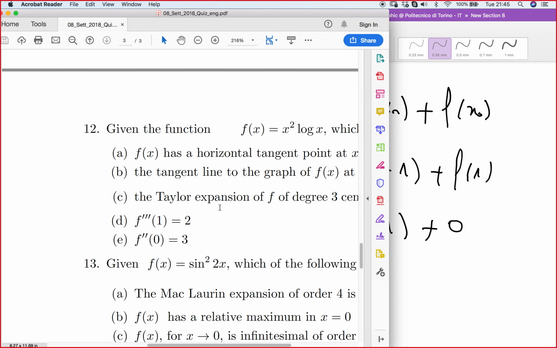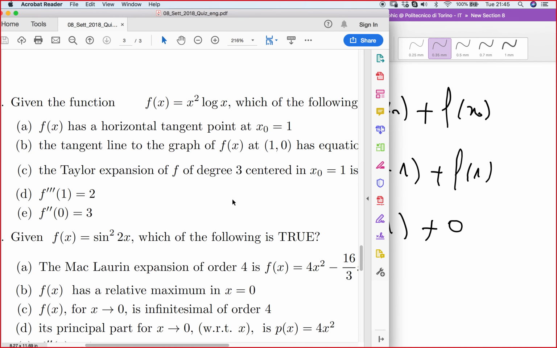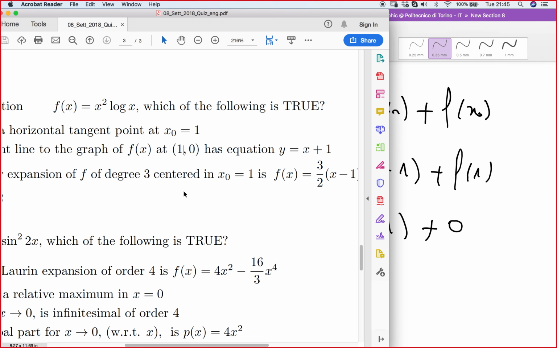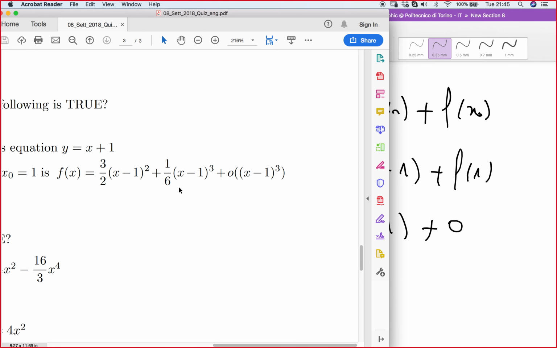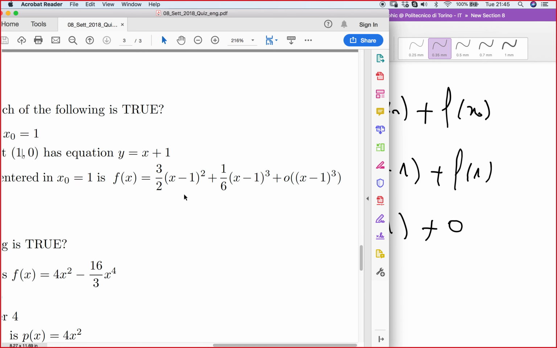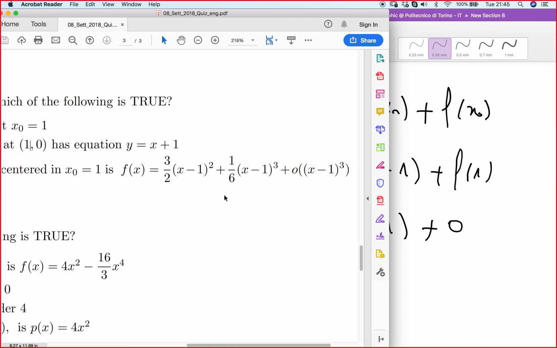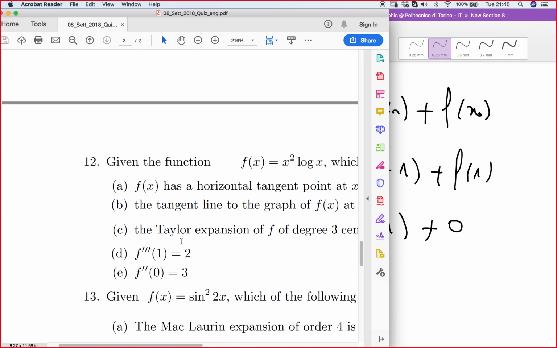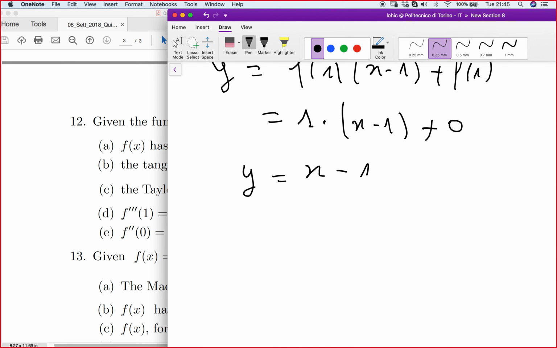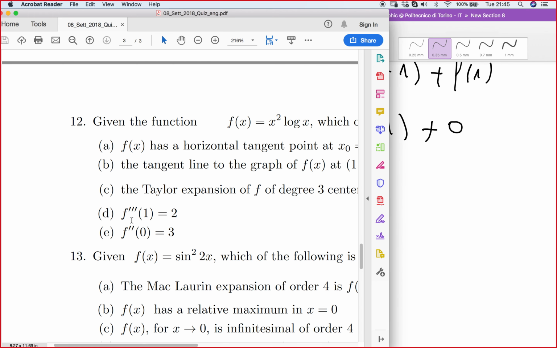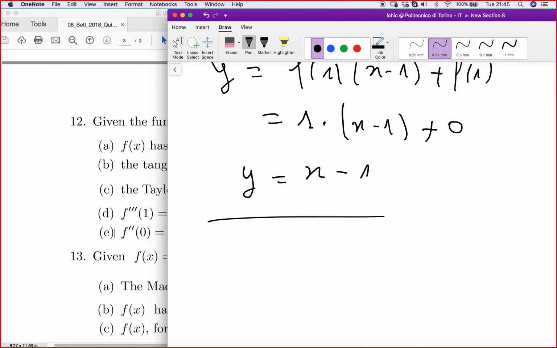The Taylor expansion of f of degree 3 centered at x0 equal to 1 is f of x equal to this expression. You see here they want us to find the Taylor expansion of degree 3. It will take some time to compute it, right? So probably it's better to check if the other statements are false or true. So we go on the board and, for example, we can find the third derivative at 1 or the second derivative at 0, right? So let's first find the second derivative.